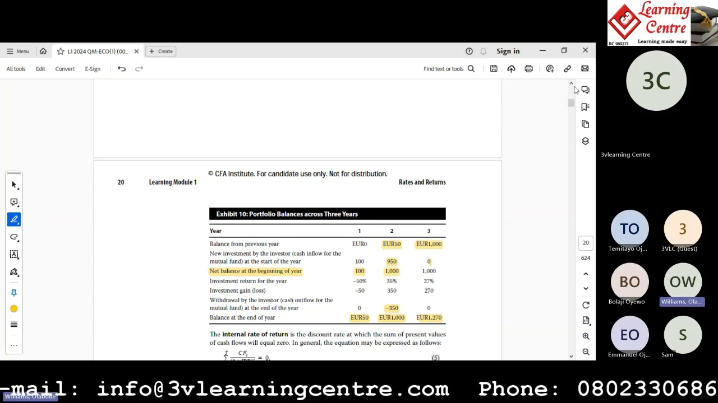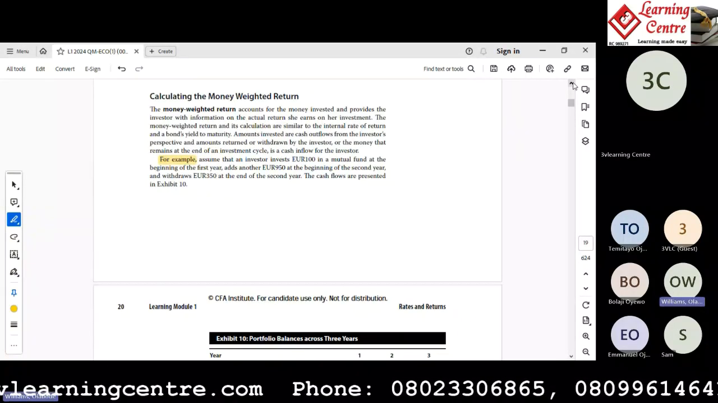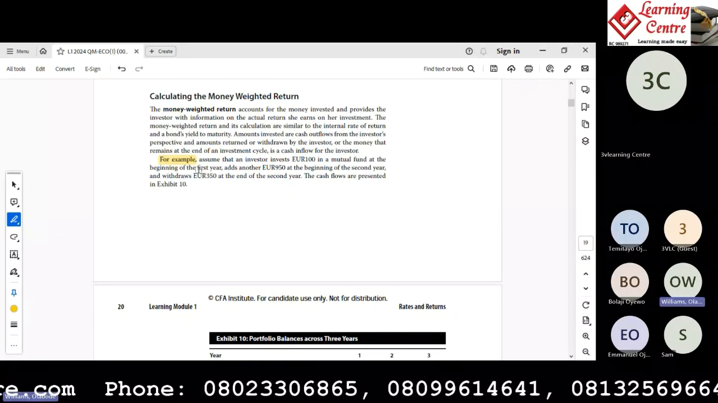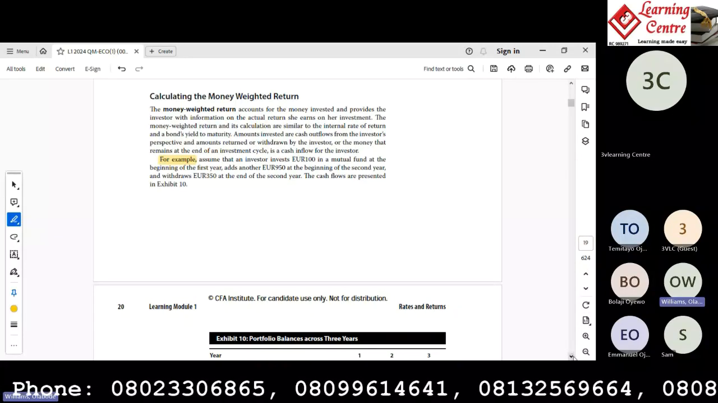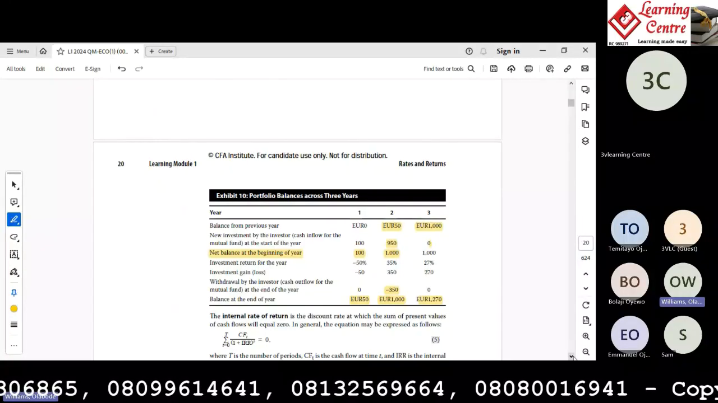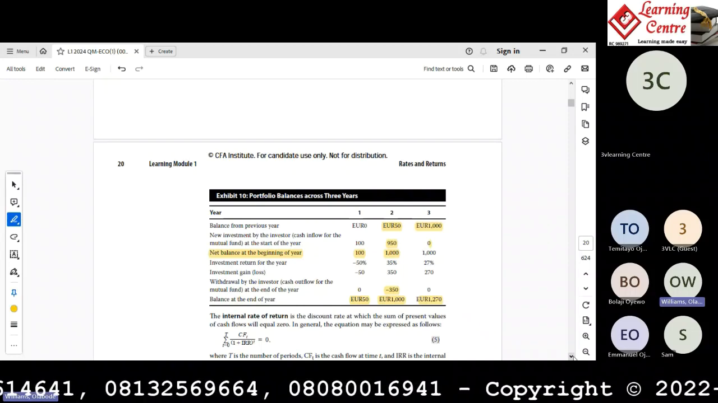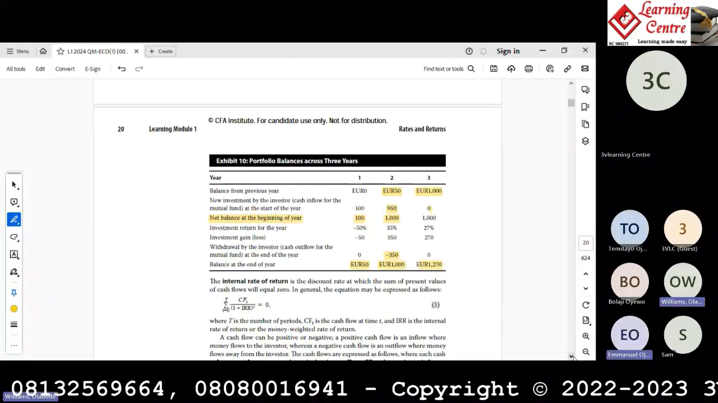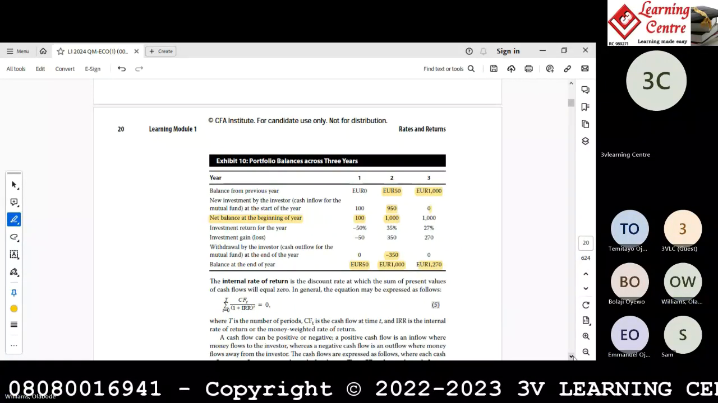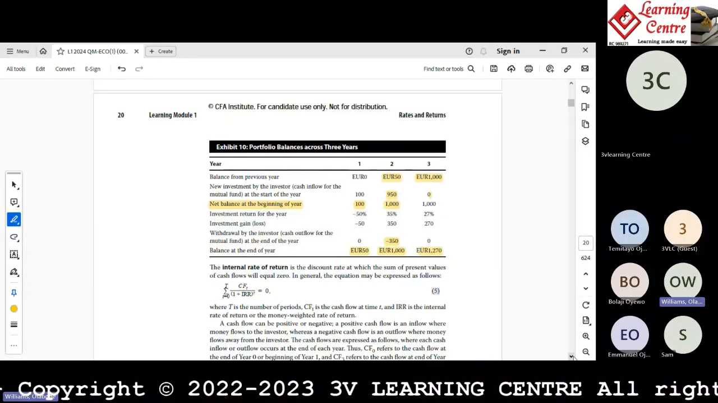Now, remember this cash flow, everything we did here is based on this example, right? So let's go. The only thing that has been added here is the investment return per year. So minus 50% in year 1, 35% in year 2, and 27% in year 3. Sorry, you have a question? No. I said 27% in year 3. Yes, 27% in year 3, correct.